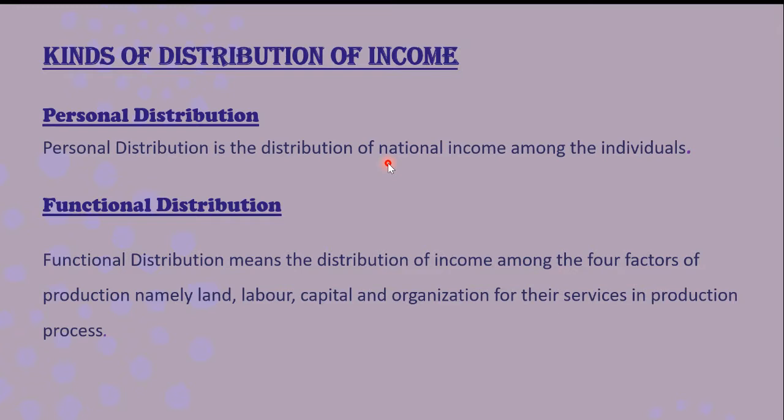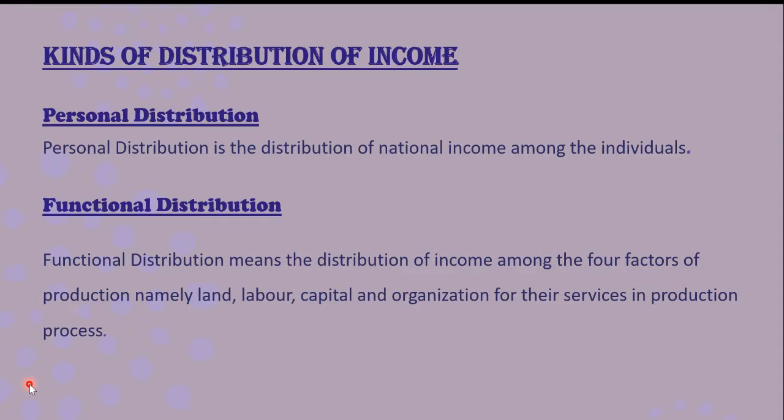So this is the personal distribution: the distribution of national income among the individuals. So that is the first part. What is the second type of distribution? It is called the functional distribution. What do you mean by functional distribution? Functional distribution means the distribution of income among the four factors of production, namely land, labor, capital, and organization for their services in the production process.